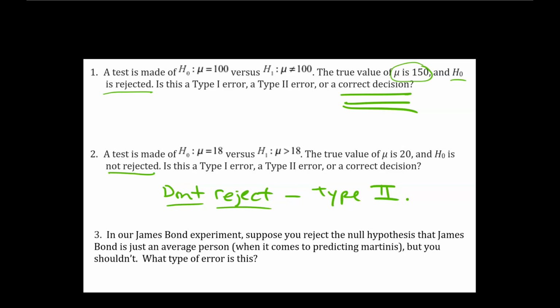And again, going back to the James Bond experiment, suppose we rejected the null, that James Bond was just an average person when it came to predicting martinis, but you shouldn't. So if you reject the null, but you do that in error, so we rejected that null and we shouldn't have been, that is an error, and that is exactly what we would call a type 1 error.